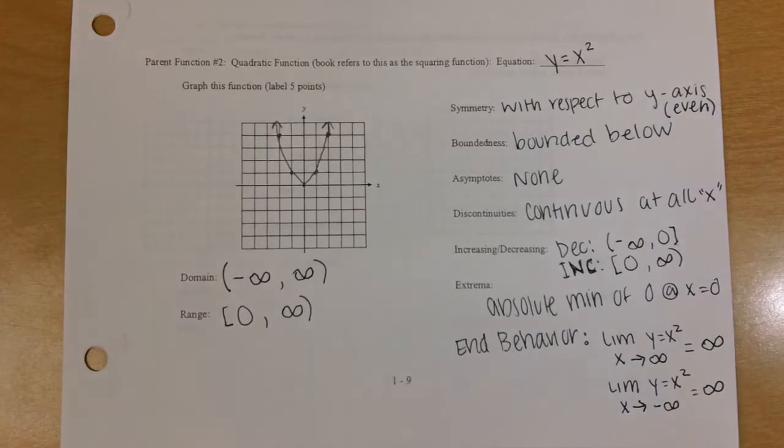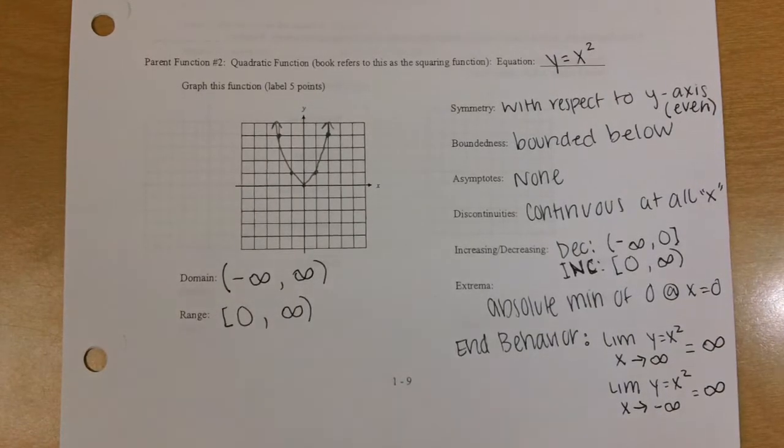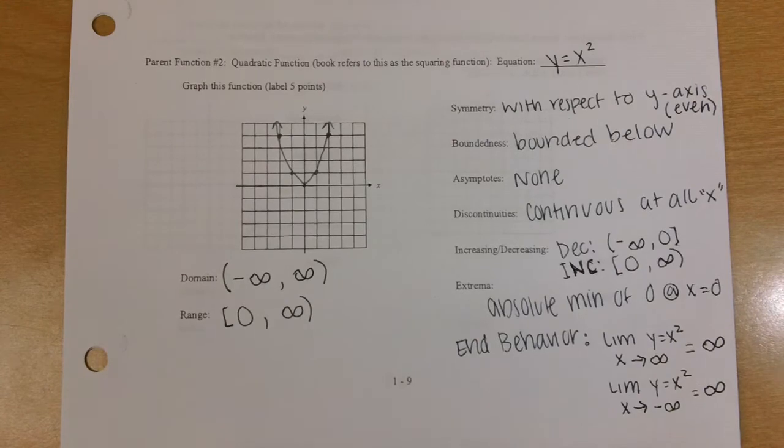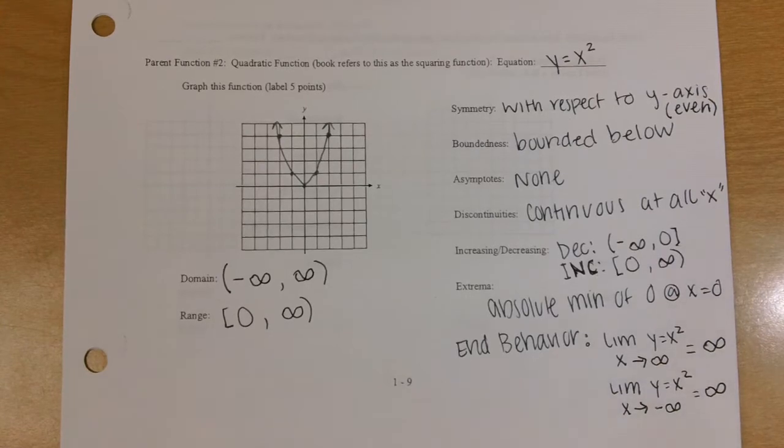The equation of a quadratic parent function is y equals x squared. When you put this equation into the calculator and graph it, you get a parabola. The symmetry is with respect to the y-axis, making it even. The function is bounded below, and there are no asymptotes. The function is continuous at all x.